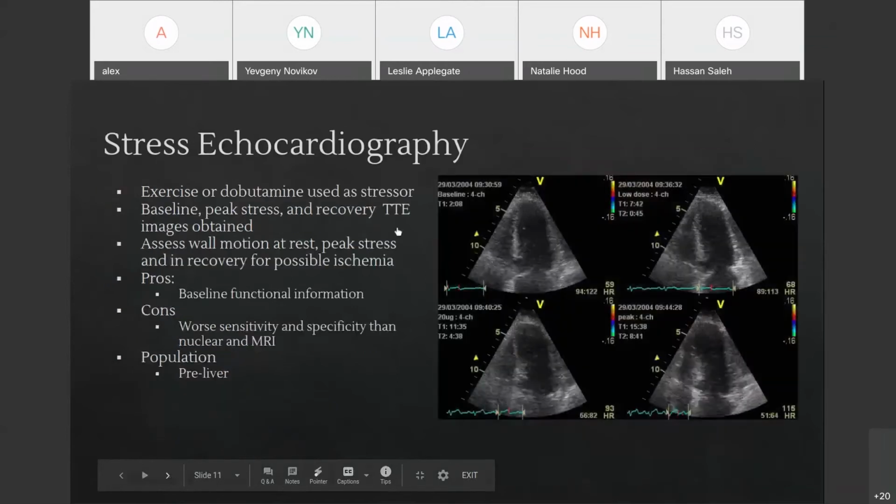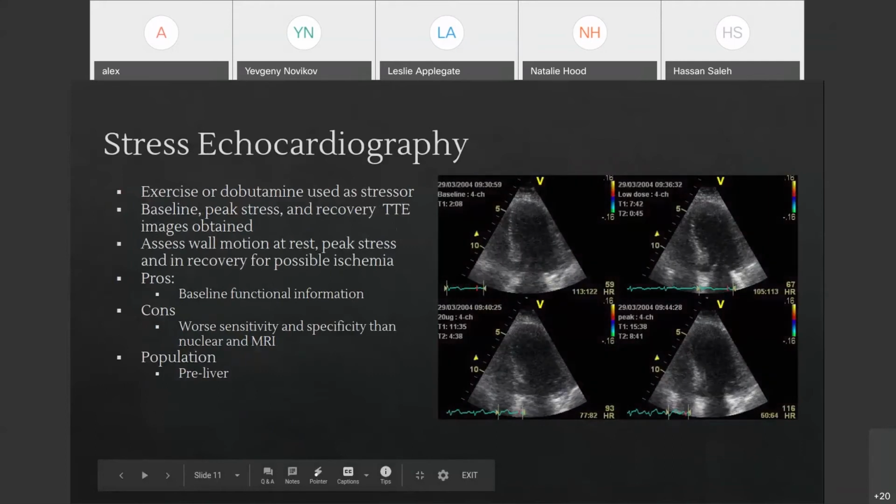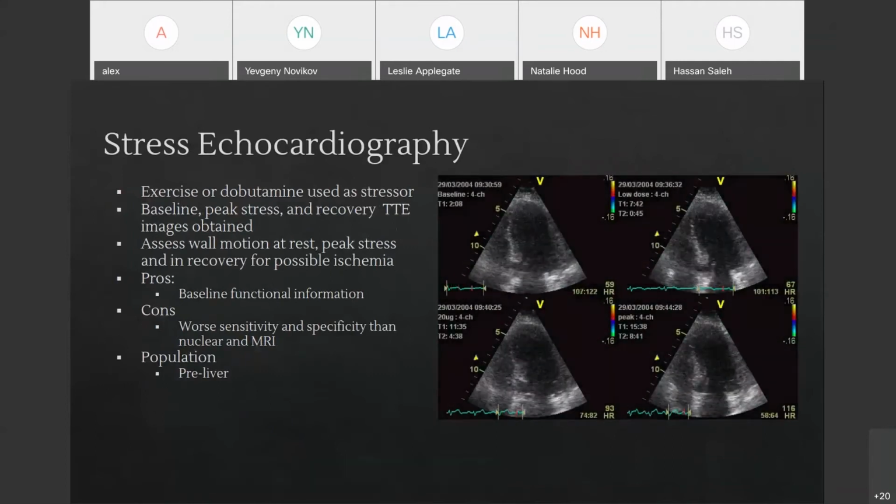All right, so stress echo. Again, we use either exercise or dobutamine as a stressor. We take images at baseline, at peak stress, and then at recovery, which is when their heart rate's drifted back under 100.